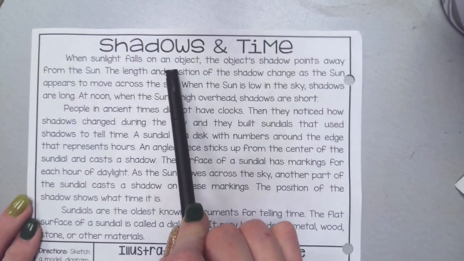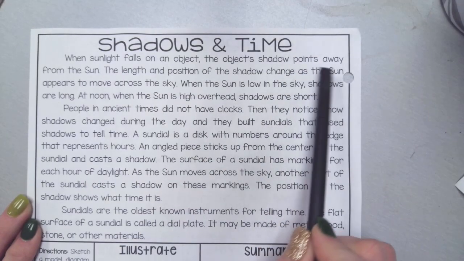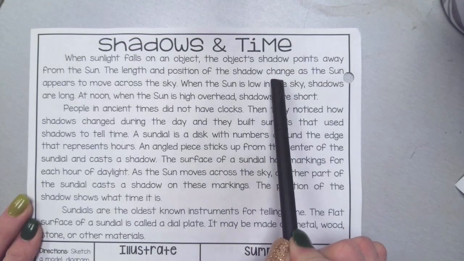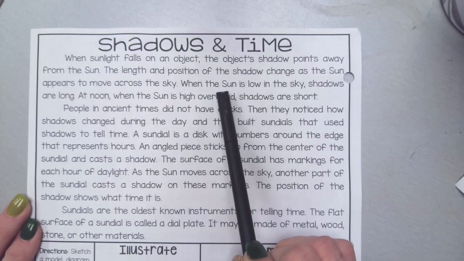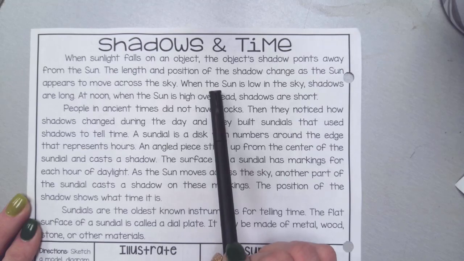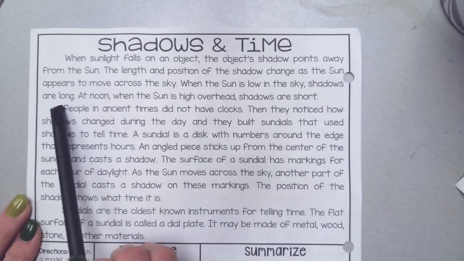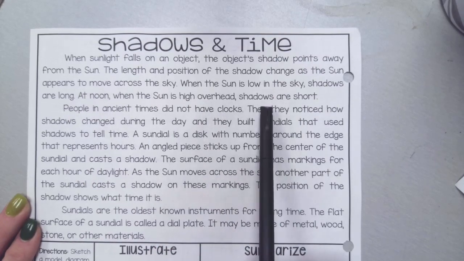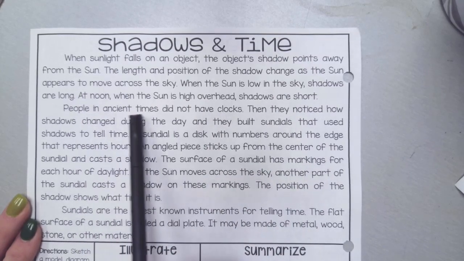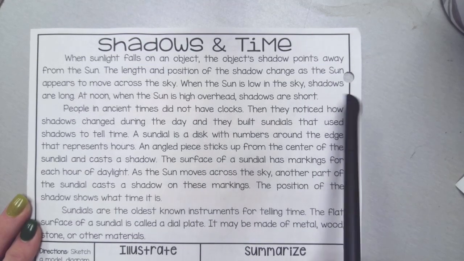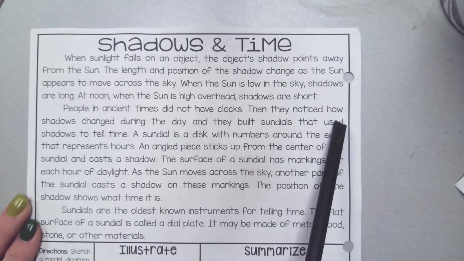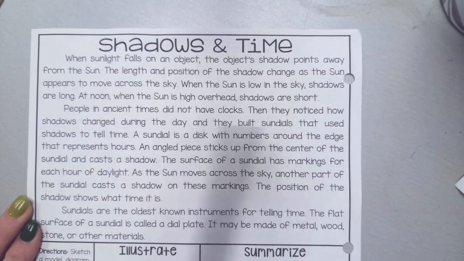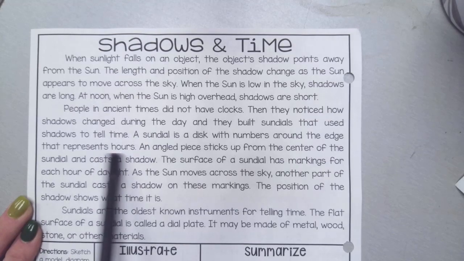When sunlight falls on an object, the object's shadow points away from the sun. The length and position of the shadow change as the sun appears to move across the sky. When the sun is low in the sky, shadows are long. At noon, when the sun is overhead, shadows are short. People in ancient times did not have clocks. Then they noticed how shadows changed during the day, and they built sundials that used shadows to tell time.